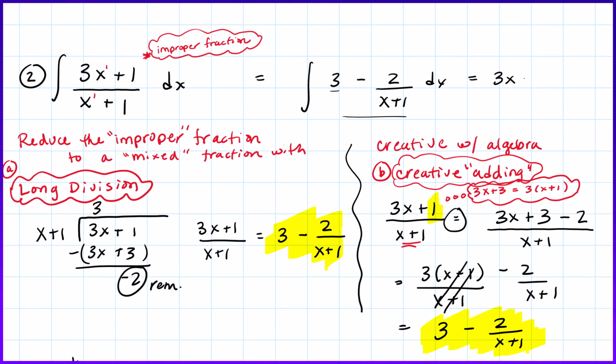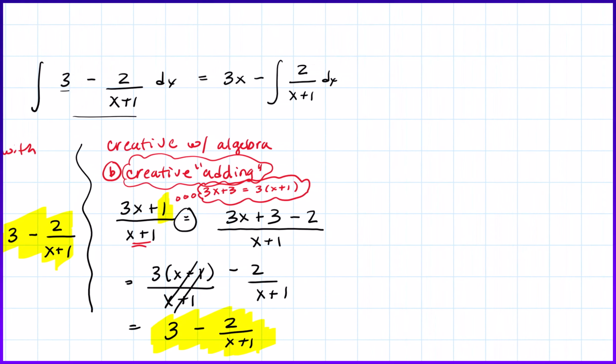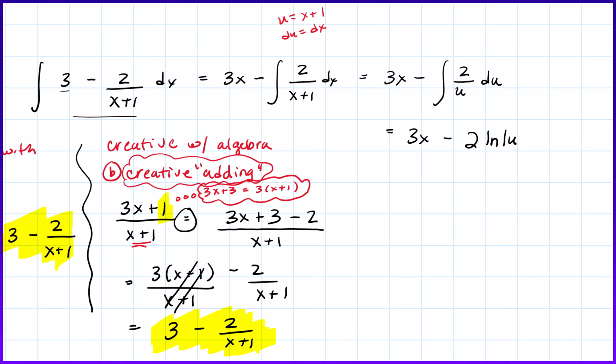This becomes 3x. We do still need to integrate the 2 over x plus 1 dx, and that one we do have to use a little bit of beyond the basics. We've got to do a little u sub on that. If u is x plus 1, then my du is just 1 times dx. Make those substitutions. This becomes 3x minus the integral of 2 over u du, which is equal to 3x minus 2 times the natural log of the absolute value of u plus our integration constant. So we get 3x minus 2 times the natural log of x plus 1 plus c.